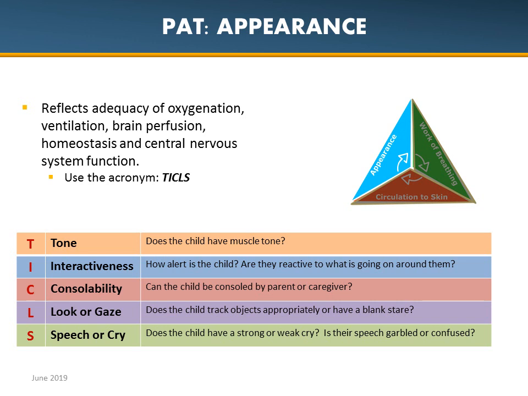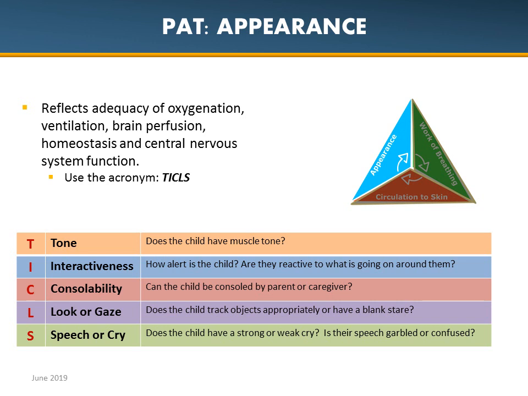So Lauren, can you help me out with the appearance on the PAT? Sure, thanks Pete. The first component of the PAT is the blue triangle of appearance. This reflects the adequacy of oxygenation, ventilation, brain perfusion, homeostasis, and central nervous system function. In order to help you with this assessment, you can use the acronym TICKLES. T is for tone: does the child have good muscle tone, or are they completely limp like a noodle? I is for interactiveness: how alert is the child? Are they reactive to what's going on around them?